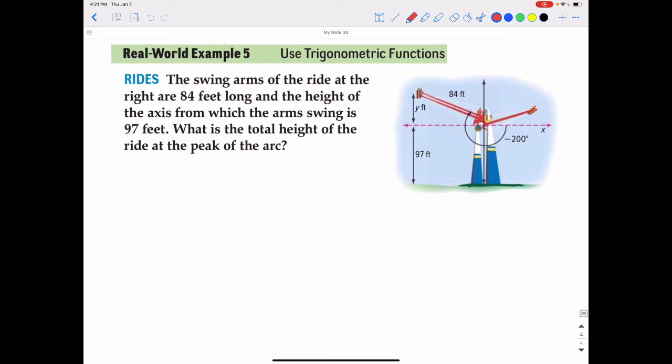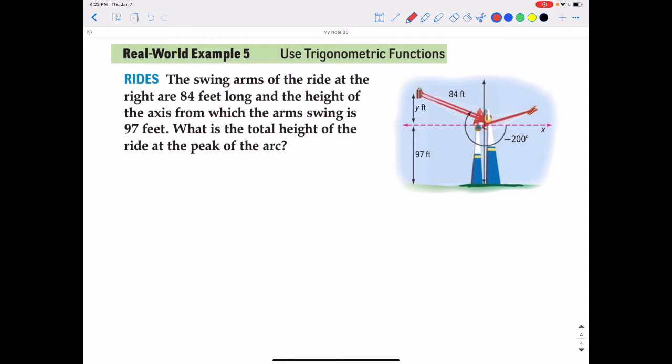Finally, we can use trigonometry to solve real-world problems. The swing arms of the ride at the right are 84 feet long, and the height of the axis from which the arms swing is 97 feet. What is the total height of the ride at the peak of the arc?